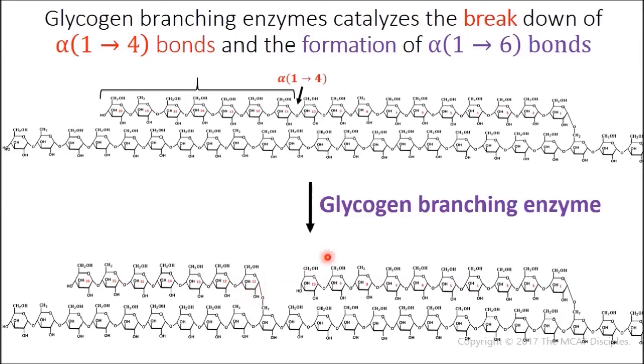And you'll notice that those branches appear about 8 to 12 residues down from another branch. So you don't get branching, let's say, from a branch here and then a branch here. No. It has to be at least 8 to 12 residues away from another branch. And that just results from packing issues. You want the branches to be a little bit more spread out. But again, glycogen branching enzyme catalyzes the formation of alpha-1,6 bonds and breaking of alpha-1,4 bonds. Nothing crazy there.